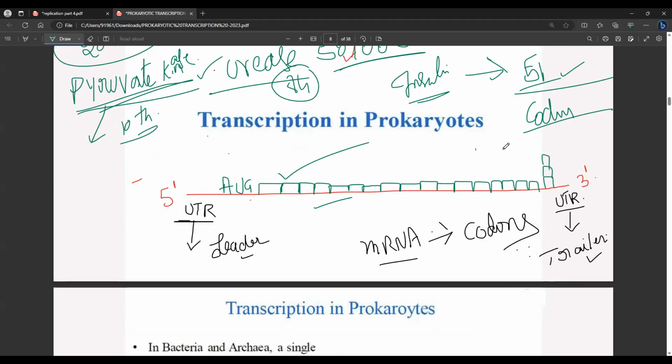Every one of you should know that this is a direct question which is asked in your exam. UAA, UAG, UGA. Correct? Amber, Ochre, Opal, named based on the discoverers. Amber, Ochre, Opal. They do not code for any protein synthesis. But I strongly believe you all remember one question.